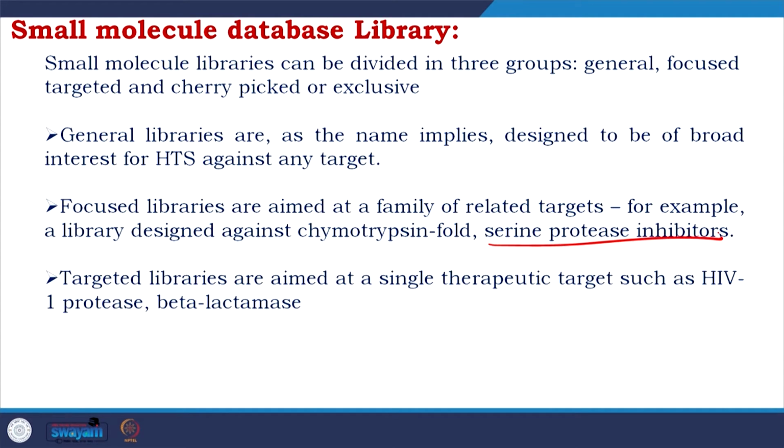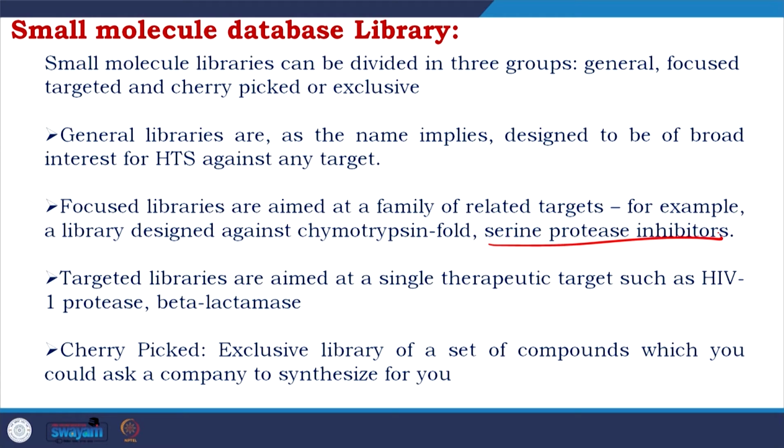Then come to targeted libraries, which are of interest for a drug designer like me or a pharma industry. They are aimed at a single therapeutic target such as HIV-1 protease or beta-lactamase. A cherry picked library is an exclusive library of a set of compounds. They might be destined, they might not be destined. You ask a pharmaceutical company to synthesize them for you, and you sign a contract that they could not sell those libraries to other people. This is called a cherry picked or exclusive library.